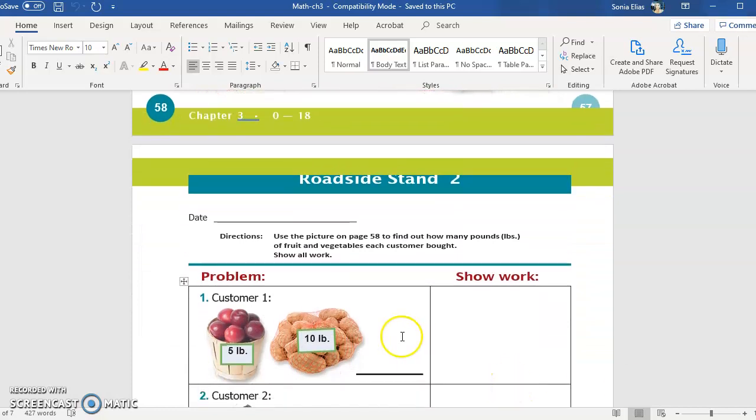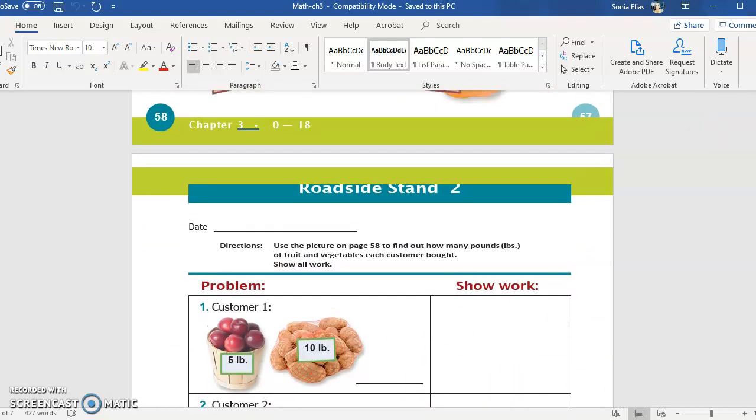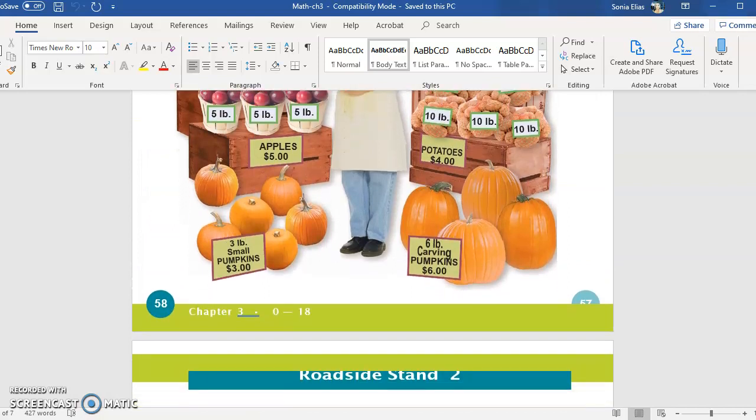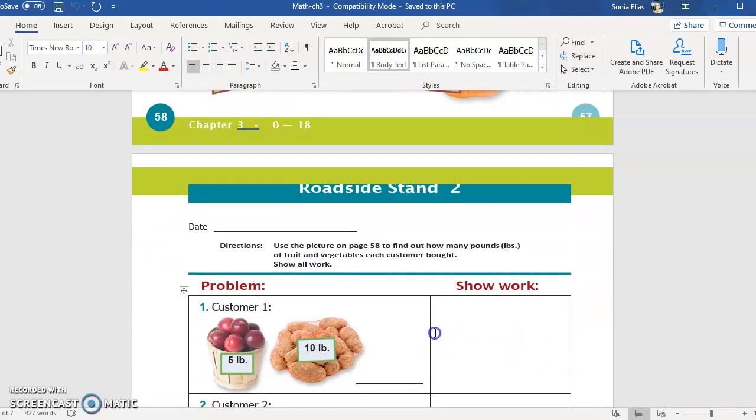You have apples and potatoes. Again, $5 and $4. So we have the customer one. She buys the apples for $4, and then she buys the potatoes for $10. So we have to add. Okay, so I'm sorry, the potatoes were $5. So what is the answer? 4 plus 5 equals 9.